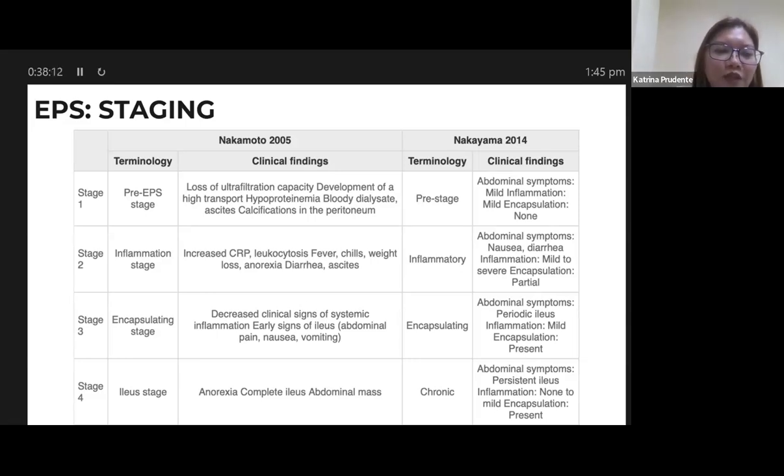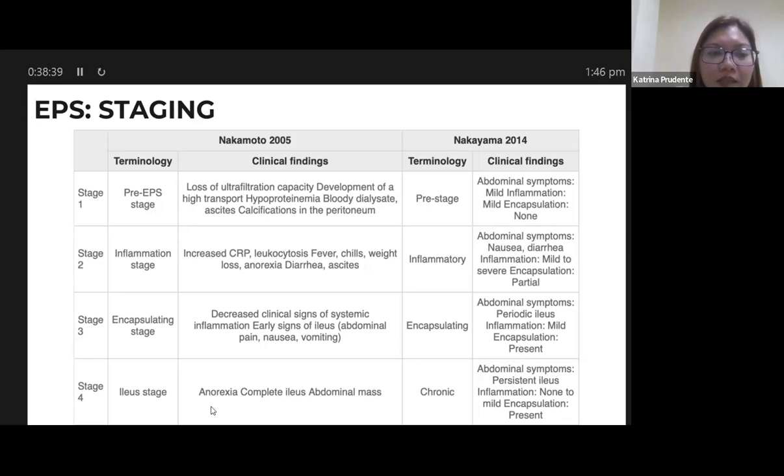Stage 2 is the inflammation stage. Since, as mentioned, the term is inflammation, there is already increased CRP, leukocytosis, fever, chills, weight loss, anorexia, diarrhea, and ascites. The abdominal symptoms would include nausea and diarrhea, and can lead to mild to severe encapsulation.